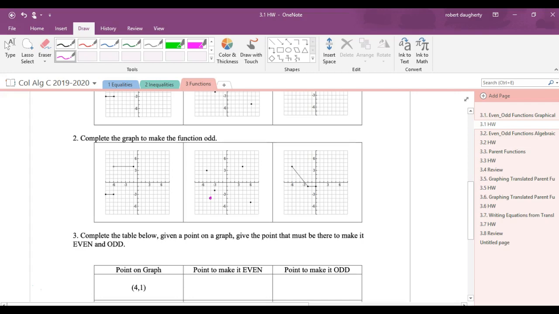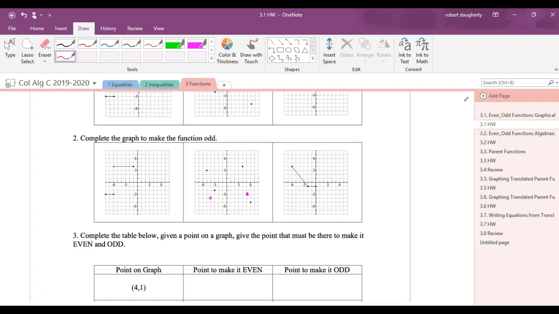Now let's take this point. What is the direction to give me that point? Left 5 and up 3. So the opposite of that will be right 5 and down 3. Okay, right there. This point right here, what are the directions to get there?